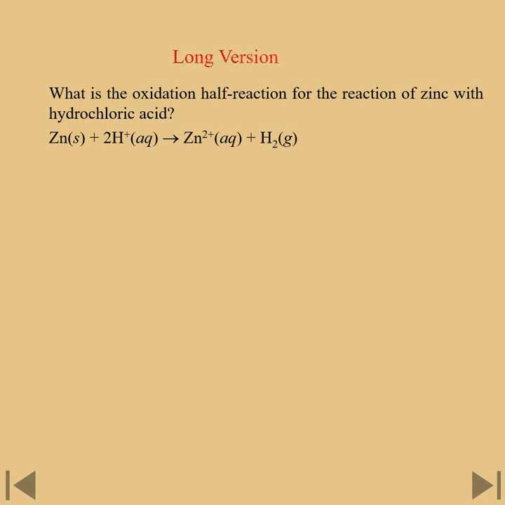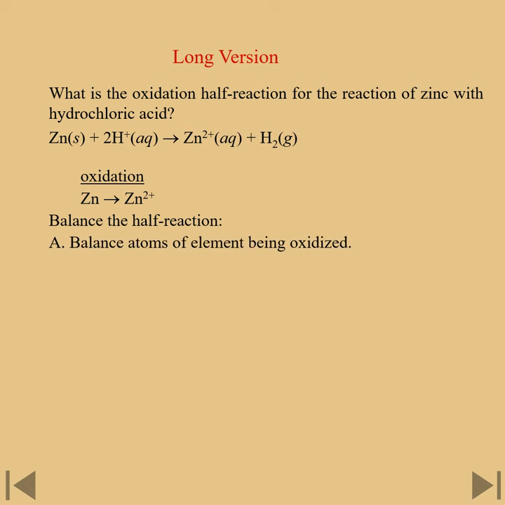And now, what is the oxidation half reaction for the reaction of zinc with hydrochloric acid? Okay, the oxidation half reaction is for the species losing electrons, and that would be the zinc. So there's a zinc losing electrons to form the zinc ion. Then, to balance the half reaction, we begin by balancing the element being oxidized or reduced. I see one on the left and one on the right, so that's already balanced.